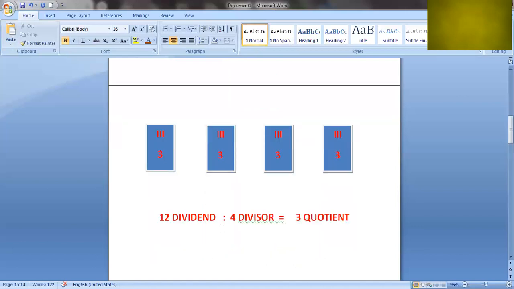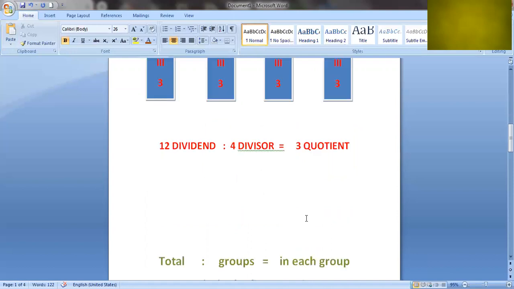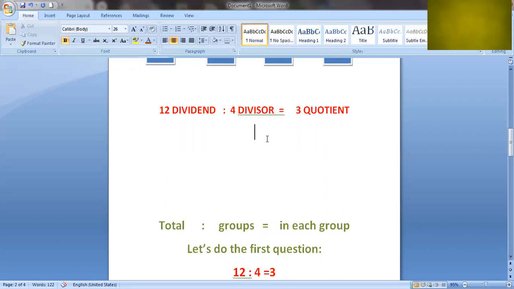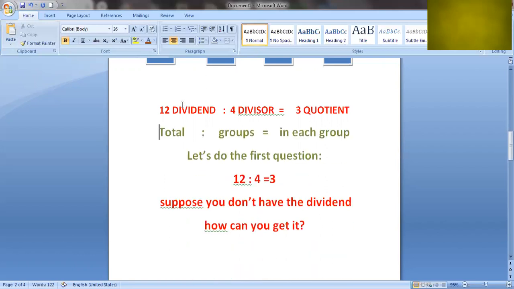Okay, one more time. 12 is the dividend, the whole, the total. 4 is the divisor, how many groups we are forming. And 3 is the quotient, how many elements inside each group. We can use other vocabulary: total for dividend, groups for divisor, and the quotient is how much in each group.